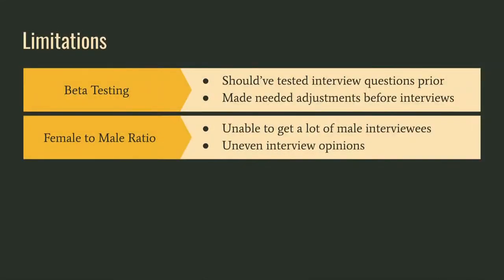Some limitations that we faced during our research were we were unable to do any beta testing of our questions prior to our interviews. This meant that we weren't able to make any needed adjustments to the questions before conducting our interviews for clarity purposes. Another limitation that we faced was our female to male ratio. We were unable to get a lot of male interviews and ended up with only one male interviewee. This uneven male to female ratio led to interview opinions and perspectives being uneven.